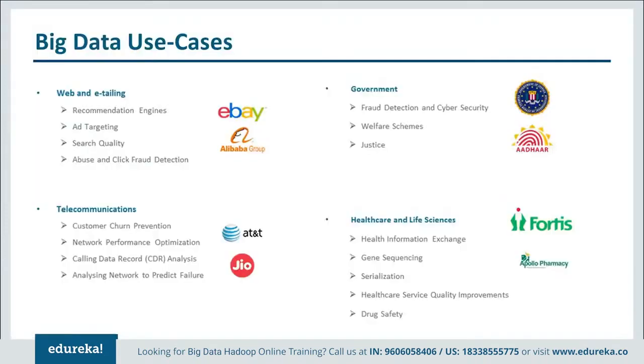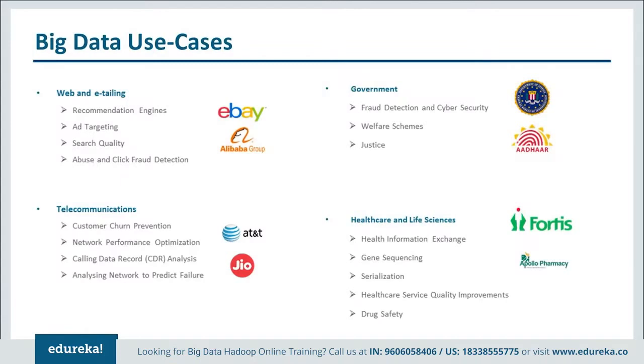So the first big data use case is web e-tailing. The recommendation engines: whenever you go on Amazon or any other online shopping site in order to buy something, you will see some recommended items popping up below your screen or to the side of your screen. And that is all generated using big data analytics and ad targeting. If you go to Facebook, you see a lot of different items asking you to buy them. And then you've got search quality, abuse, and click fraud detection.